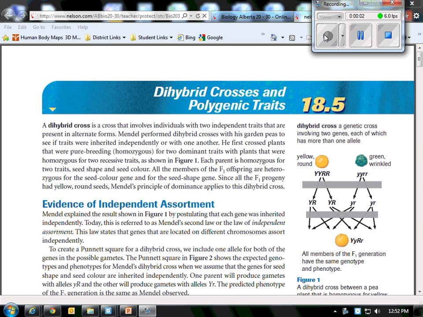Up to now, we've only worked with one trait, one set of genes. But now we're starting with two traits. We're going to work with two traits together, so it's called dihybrid crosses, and the text page number is 614, I think, 613, 614.